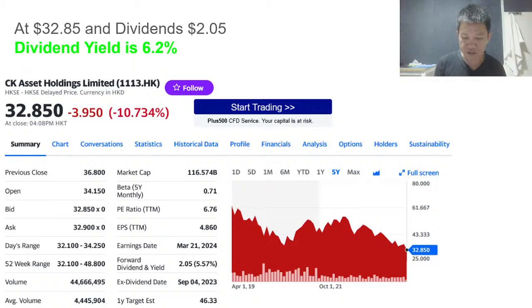So Trina Fu, if I buy Ping An at 33, your dividend yield is 8%. You must pay 10% tax. So your net dividend yield is 7.2%, if you think that way lah.